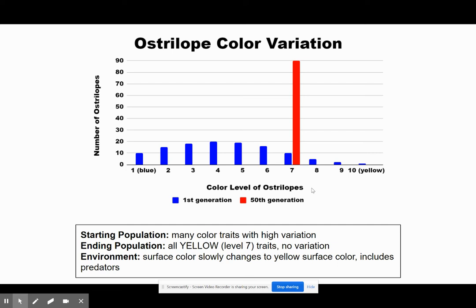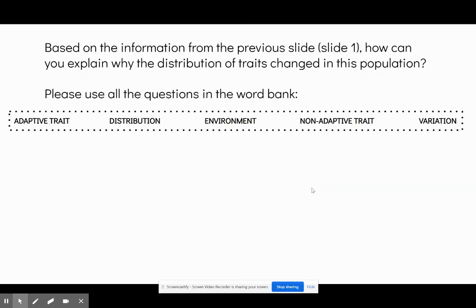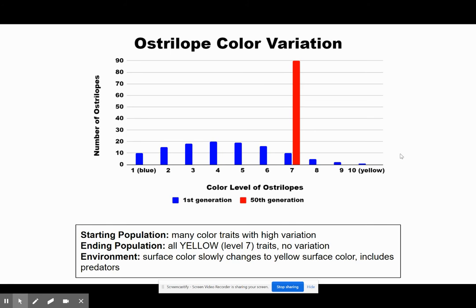So from this information alone, and from the graph, we're going to go to the next slide, and it says, based on the information from the previous slide, how can you explain why the distribution of traits changed in this population? And you have to use these words right here: adaptive trait, distribution, environment, non-adaptive trait, and variation. So if we go back, we can see there has definitely been a change over time.